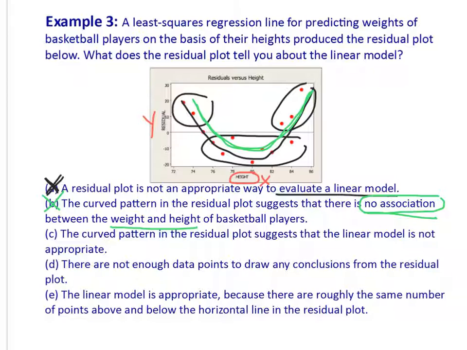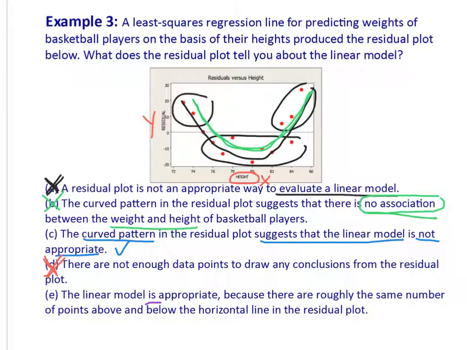Then if I look at C, it says the curved pattern in the residual plot suggests that a linear model is not appropriate. So this sounds pretty good. The curved pattern suggests that the linear model is not appropriate. So this one looks like it could be correct. Let's take a look at D and E. D says there are not enough data points to draw any conclusions from the residual plot. Well, there's plenty of points on the graph. You don't have to have a set number of points. So D is wrong.